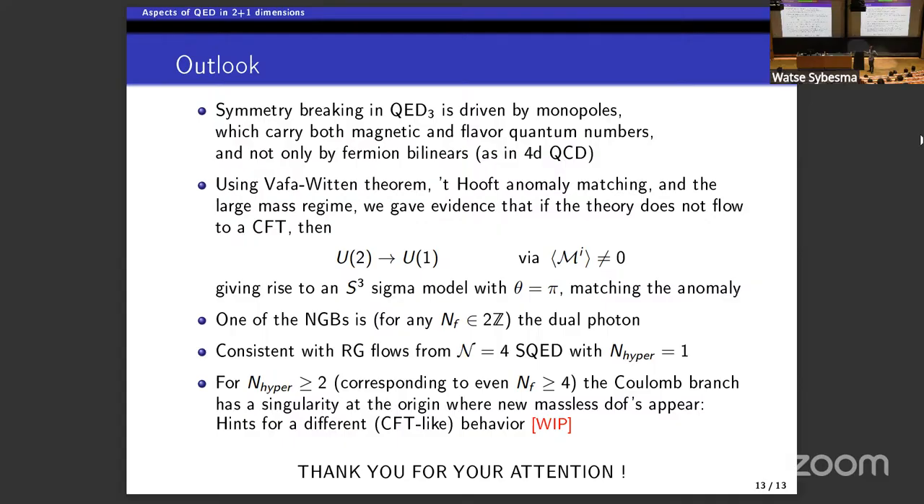So the symmetry breaking is not only driven by fermion bilinears, as it is instead the case in usual four-dimensional QCD. And then we used some arguments related to the Vafa-Witten theorem, 't Hooft anomaly matching, and the perturbation theory for large mass. And we gave evidence that if the theory is not a CFT, then U(2) is broken spontaneously to U(1) via the condensation of the monopole. And this gives rise to an S3 sigma model with a theta equal to pi term, which matches the anomaly. And one of the Nambu-Goldstone bosons is always the dual photon. This is valid for any N_F if you generalize this story.